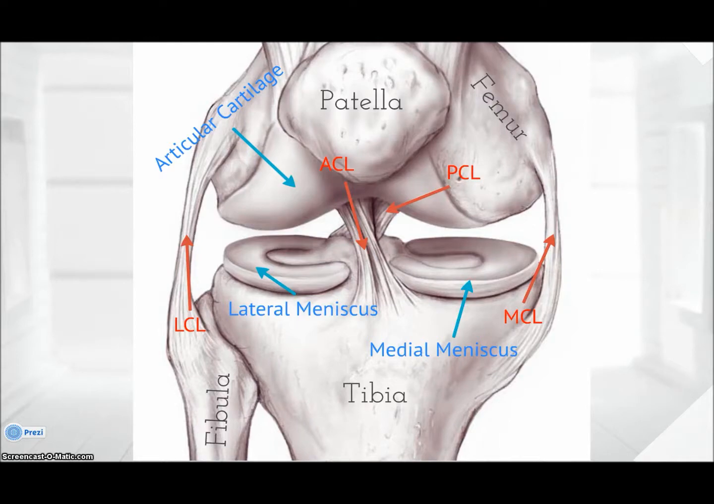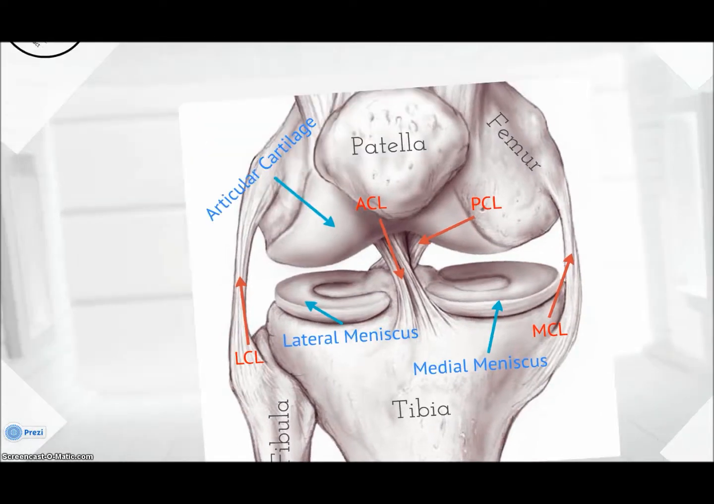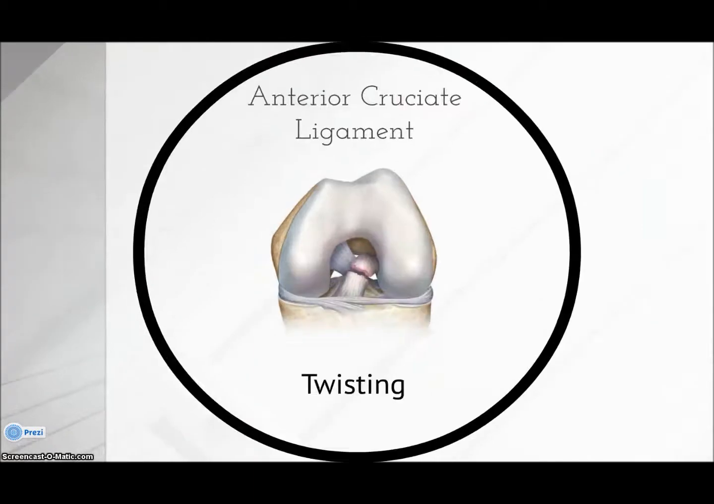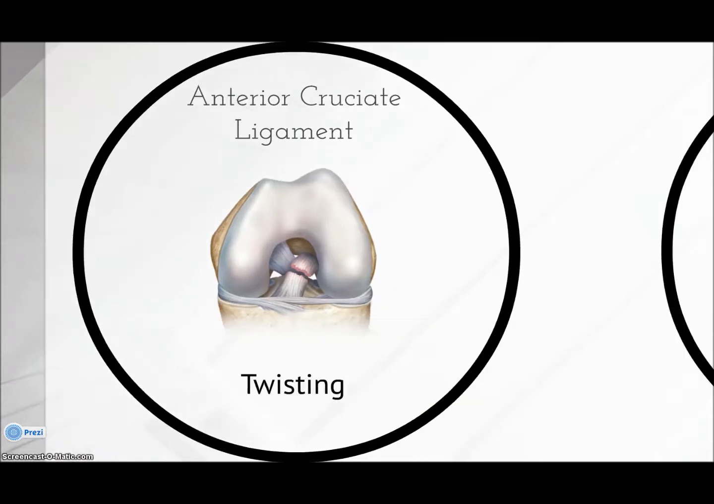Damage to the knee can occur in many different ways. First, we're going to be looking at ligament damage. The ACL, or anterior cruciate ligament, is most commonly injured through twisting of the knee. This happens in sports such as football or soccer, where the player is undergoing rapid direction changes. It is usually accompanied by a popping sound, followed by intense pain and swelling.